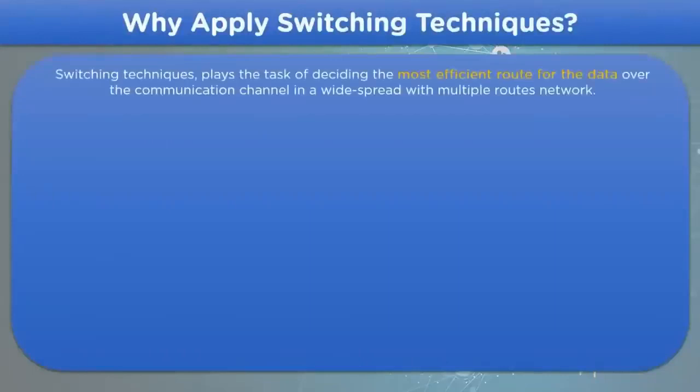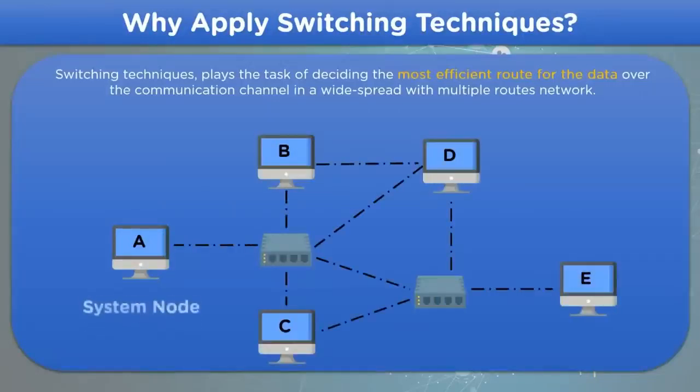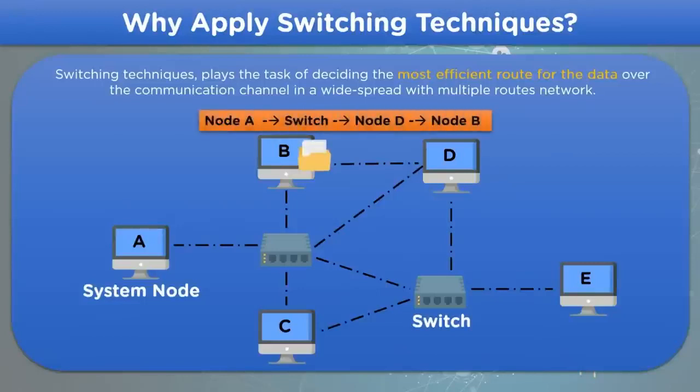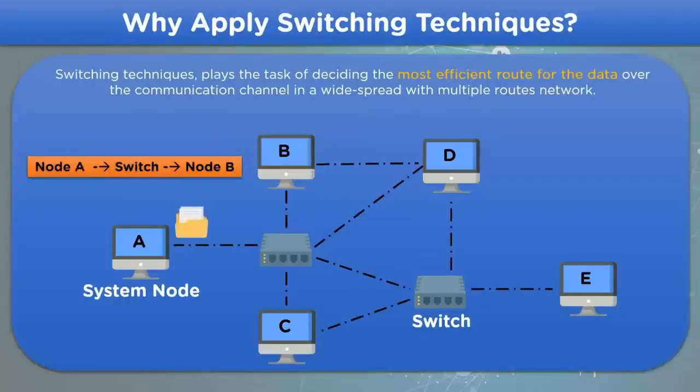Using the switching techniques, we can choose the best and the most efficient route for data transfer in the network. For example, if we want to send some data from node A to node B, we can do so by moving from node A to a switch, then node D, then to node B. But doesn't this seem too long? This is where the switching techniques play their role. Using the switching technique, we can choose the smallest and the most efficient way, that is node A, switch, then to node B.